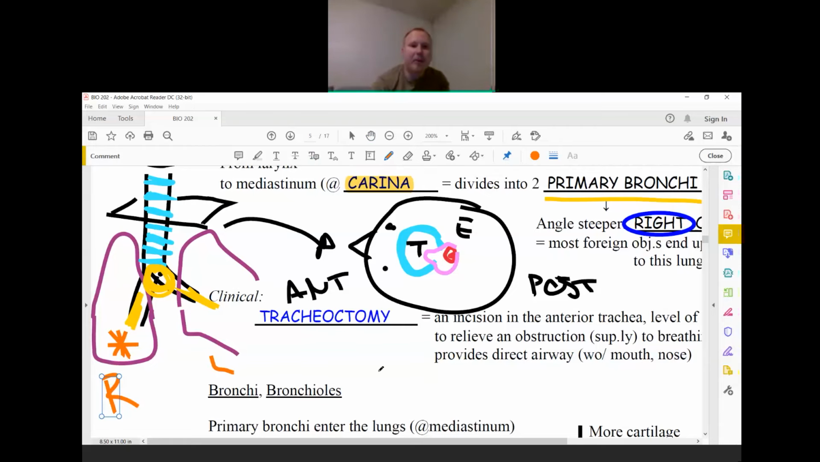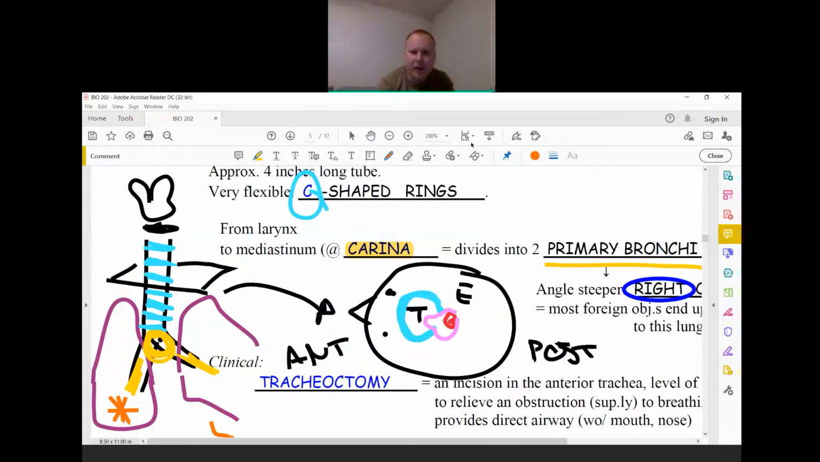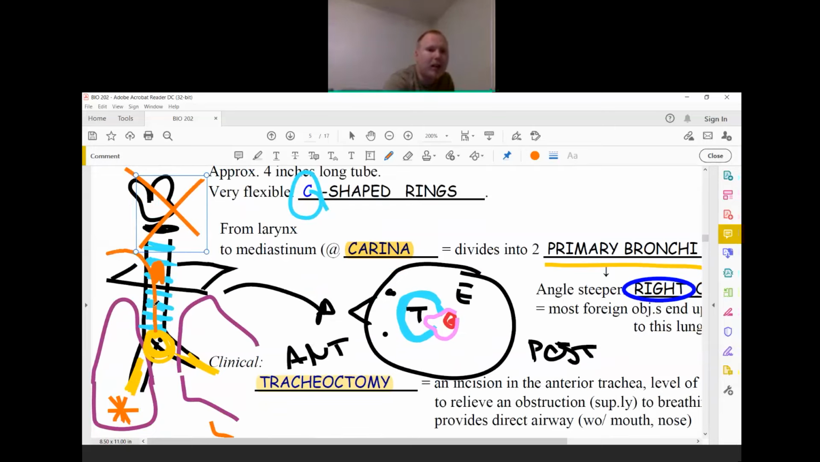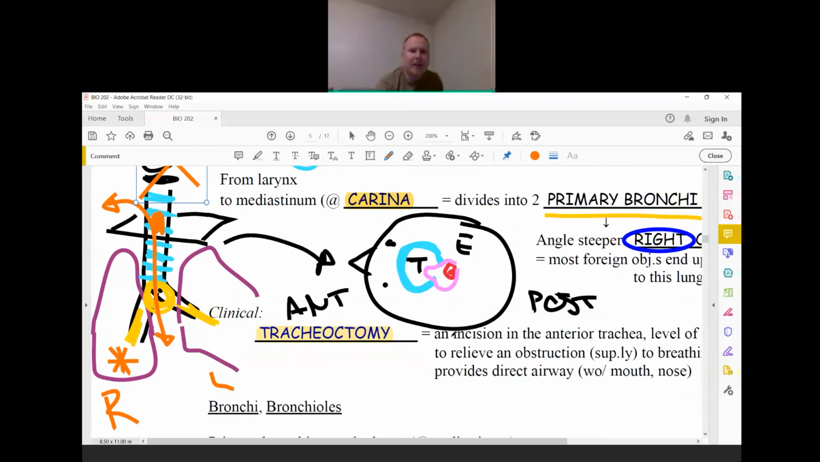A clinical example that I've given here relates back to the issues if we have a blockage somewhere higher up on the respiratory tree, let's say here, and air is not getting through. Sometimes we might need to make an incision to the trachea to allow the air then to flow in through there and also flow out as needed. So that's what the tracheotomy is.